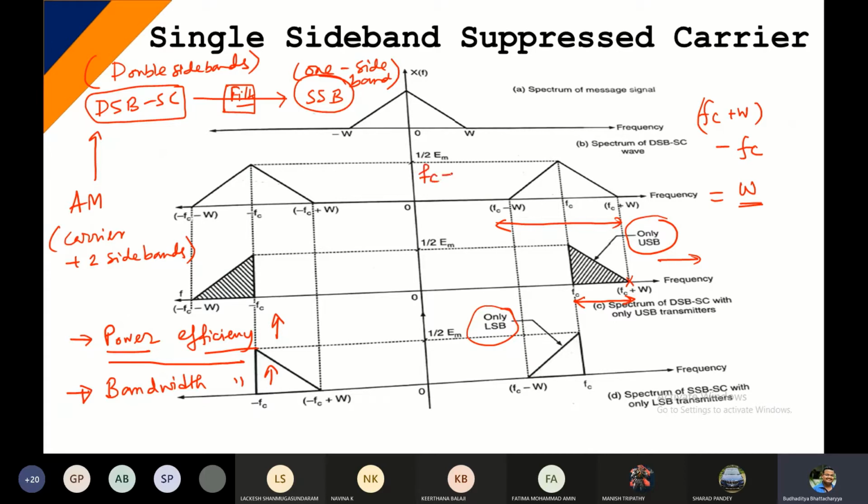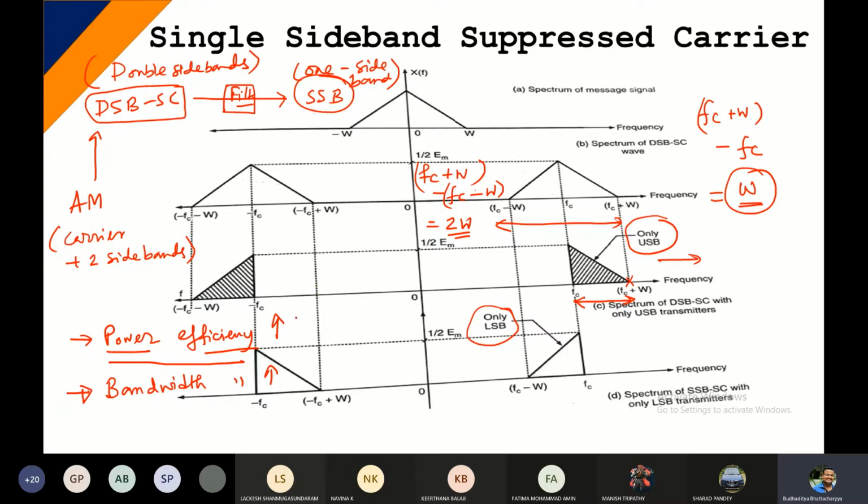So here the bandwidth was FC plus W. Suppose with respect to this diagram, minus FC and minus W like this. So it comes around 2W. So here, if you observe that in SSB, the value is coming as small w, so the bandwidth is also reduced. And as we know that bandwidth is very expensive, and the less bandwidth any signal or any kind of process takes is always advantageous.